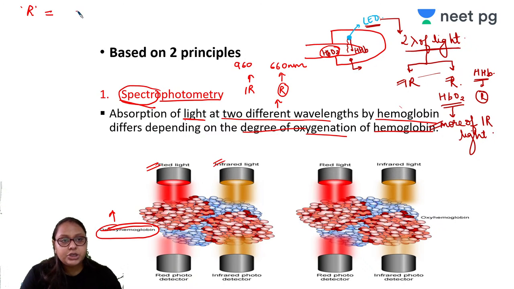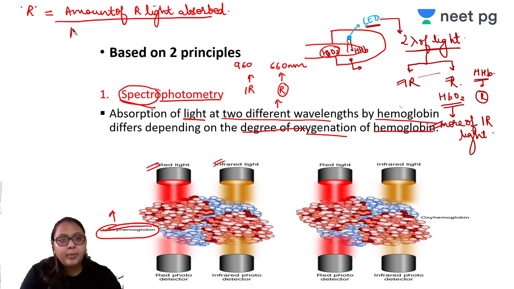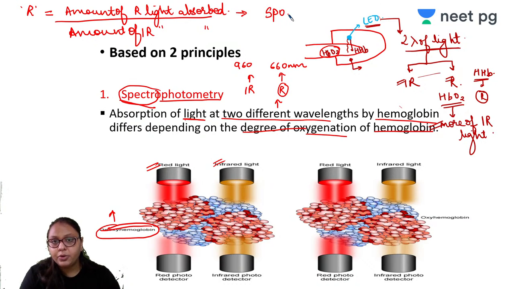Okay, absorbance ratio is equal to the amount of red light which is absorbed upon the amount of infrared light absorbed, and this detects the SpO2.